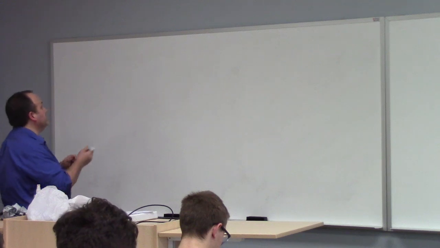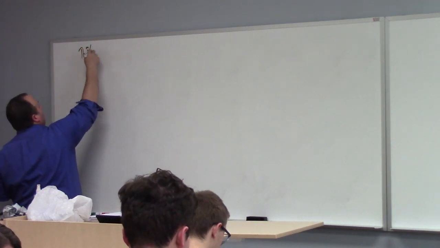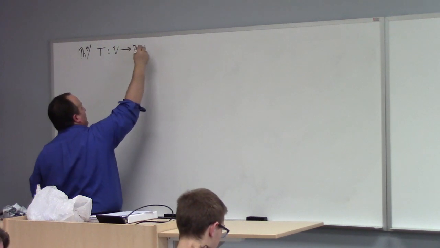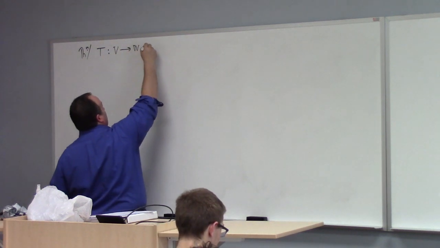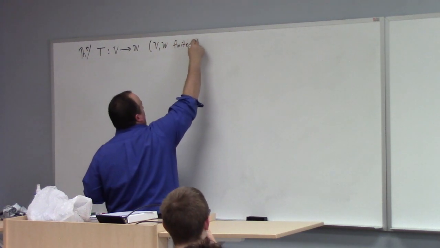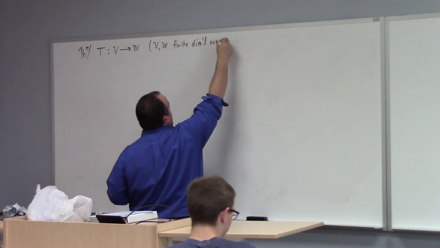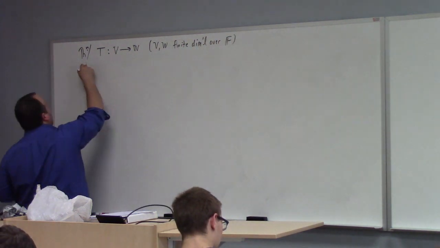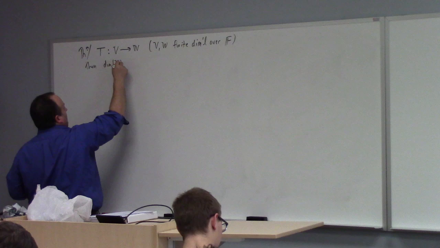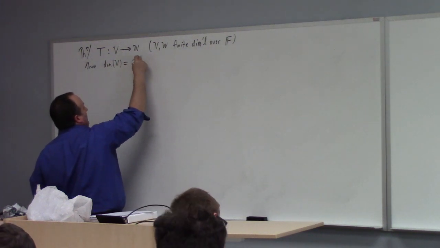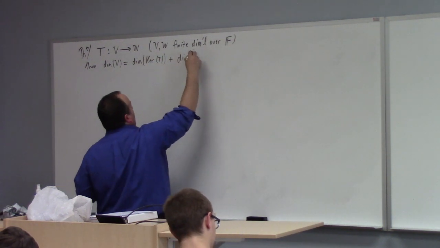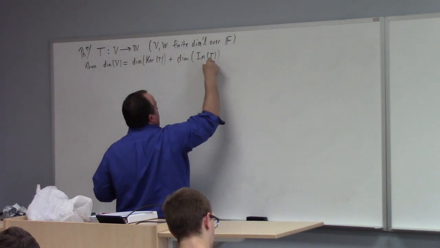All right, so theorem. Suppose we have a linear transformation, T, that goes from V to W. These are both finite dimensional vector spaces over some field F, right? Then the dimension of V is equal to the dimension of the kernel of T plus the dimension of the image of T, right? This is the dimension theorem.